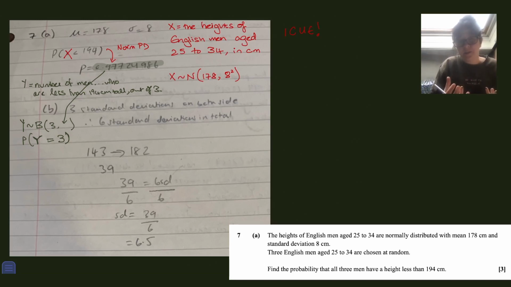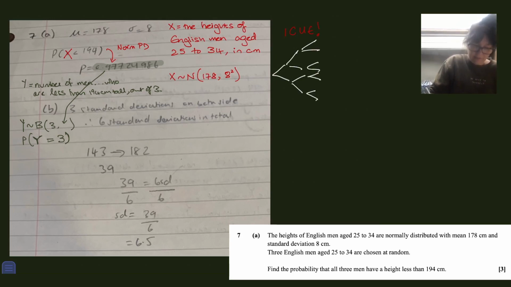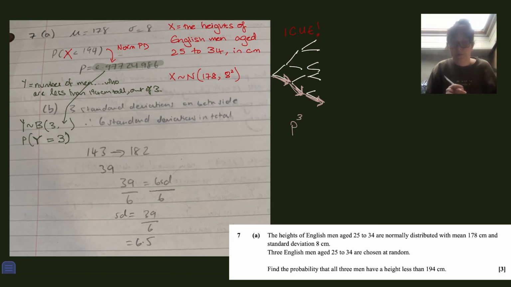Because this one asks what is the probability that Y is 3, when you've got a binomial distribution and n is 3, and you want the probability that Y is 3, that's basically the first one is less than, and the second one is less than, and the third one is less than. You could think of it as a tree diagram. The first man is or isn't less, second man is or isn't less, third man is or isn't less, and what we want is to follow the trail of less than, then man 2 also less than, then man 3 also less than, which is going to be that probability you found, assuming that's the right number, cubed. That's part A.